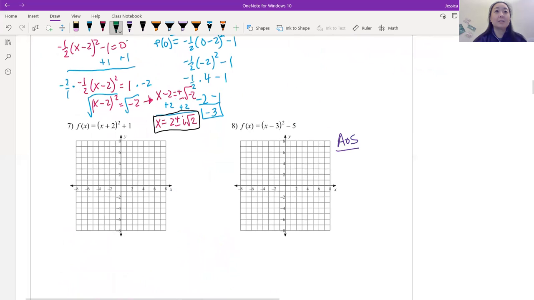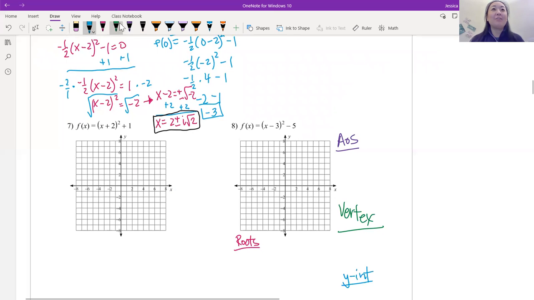So AOS, vertex, we have our roots, and we have our y-intercept. And if you're like, Miss Lee, I was doing number 7, I really don't understand, or number 6, then just ask me, send me an email and I will write them out and then send it to you. But if not, it's not happening. I would take a look at the answers at the bottom of the page and you can figure that out.